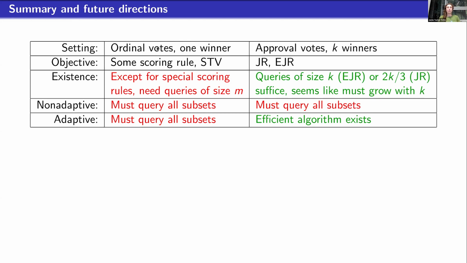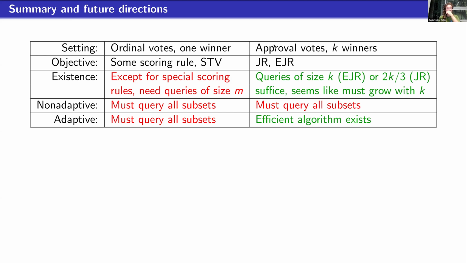The first part I talked about was ordinal votes. We're selecting one winner, and our objective is to implement some scoring rule. One result I didn't talk about is we also have similar lower bounds against STV. That's the single transferable vote rule. In the United States, at least, this also goes by the horrible name of ranked choice voting, which is very non-descriptive. And it's also another popular one. We also show the same sort of negative results about that as with plurality.